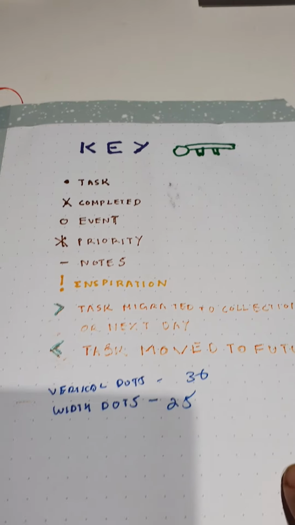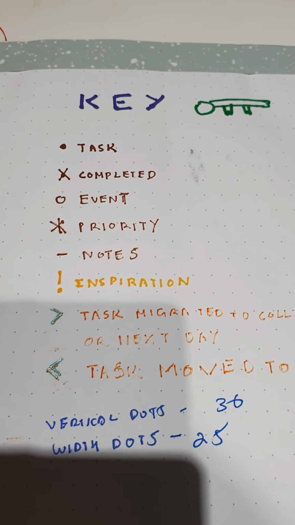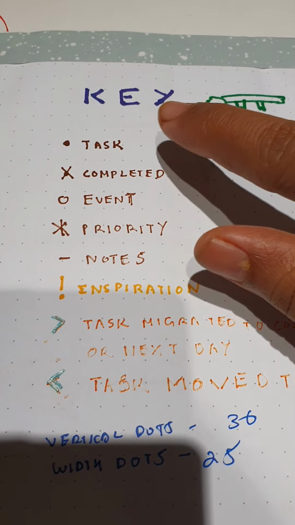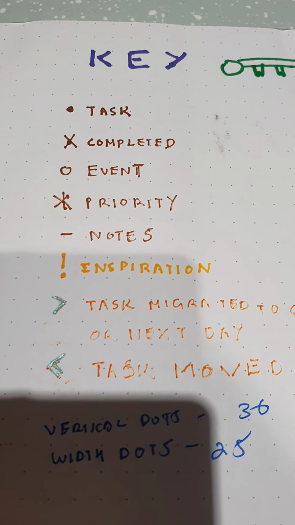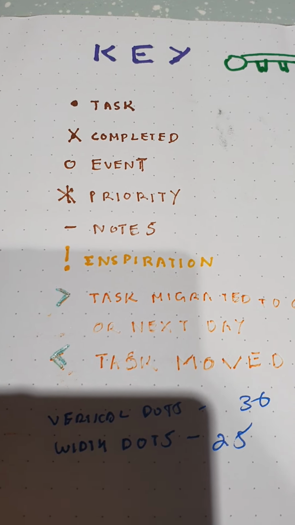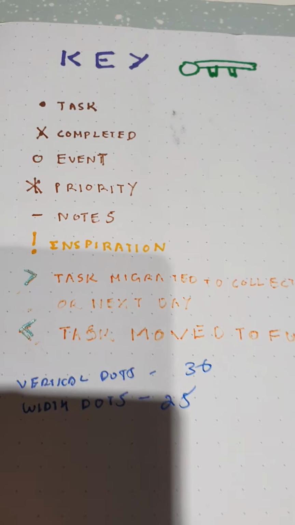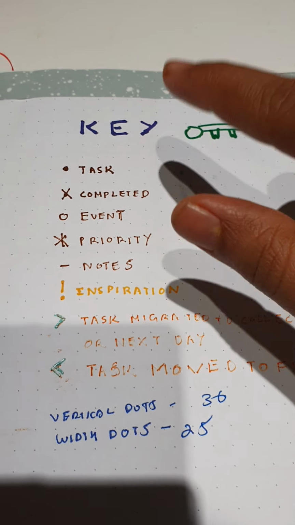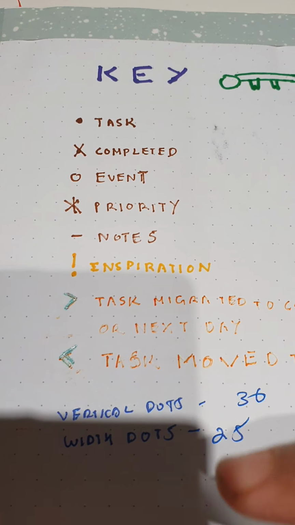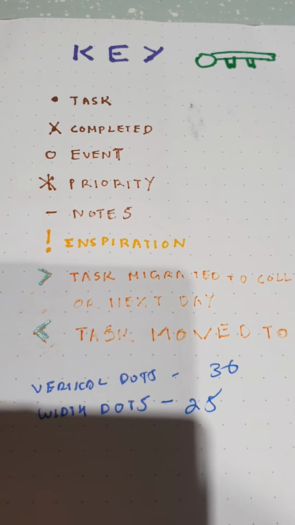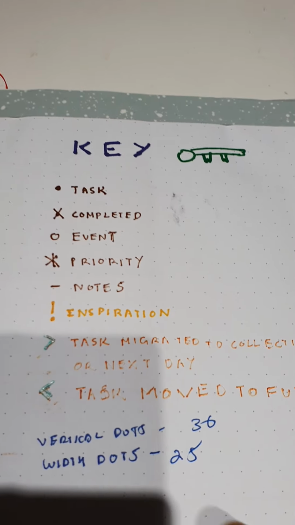My bullet journal typically begins with a key, and this is a key which I have borrowed from the creators of the bullet journal, wherein a dot represents a task, a cross represents completed, a round signifies event, asterisk a priority, dash represents notes, exclamation for inspiration. A greater than symbol represents task migration. If I do not do a task, it gets migrated to the next day. It's denoted by a triangular right side, and a left side if it's a task which occurs way too ahead in the future, it goes there.